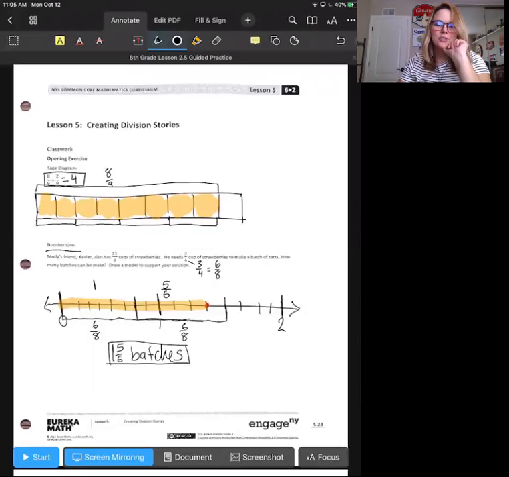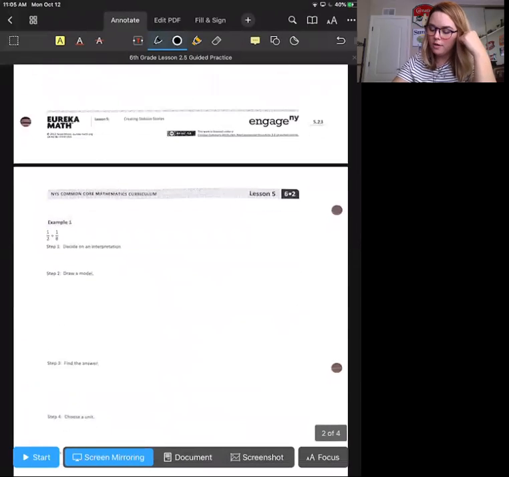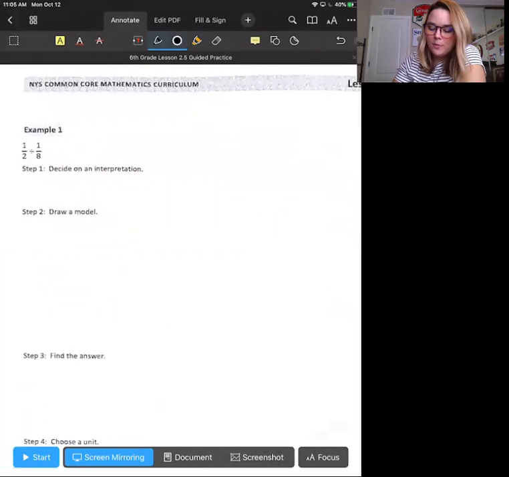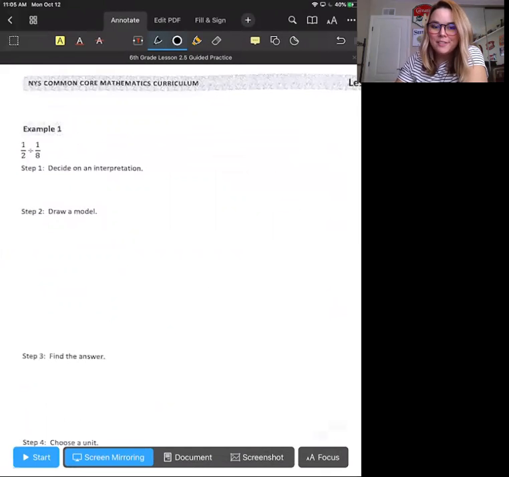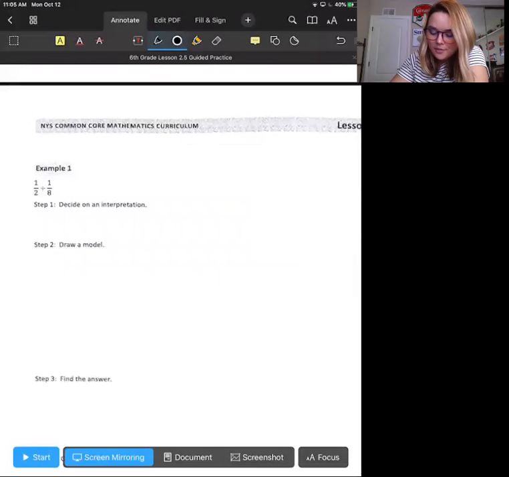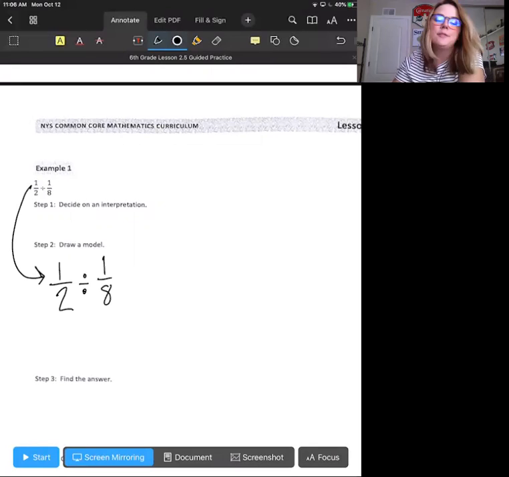So those are our first two big methods. Let's look at one more. We might look at two if we have time. We're going to ignore all of the steps that are on here because we're not going to worry about writing division problems or writing division word problems. We're just going to practice our dividing. So for this example, we're going to divide with our numbers. I'm going to put it down here so I have a little bit more space. So I have 1/2 divided by 1/8.